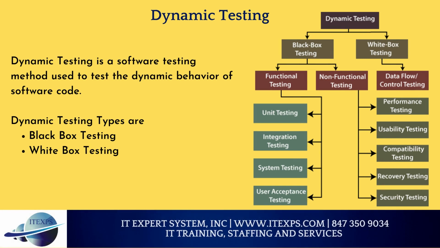Dynamic testing. Dynamic testing is a software testing method used to test the dynamic behavior of software code. The main purpose of dynamic testing is to test software behavior with dynamic variables, or variables which are not constant, and to find weak areas in the software runtime environment. Dynamic testing types are black box testing and white box testing. Let us understand dynamic testing types in detail.